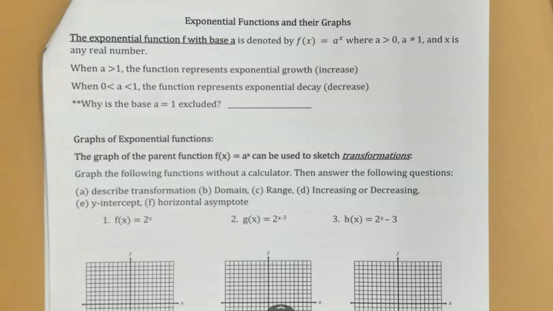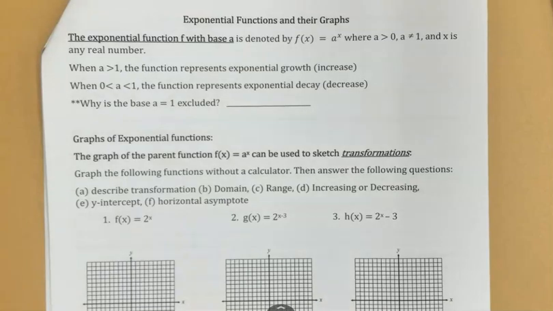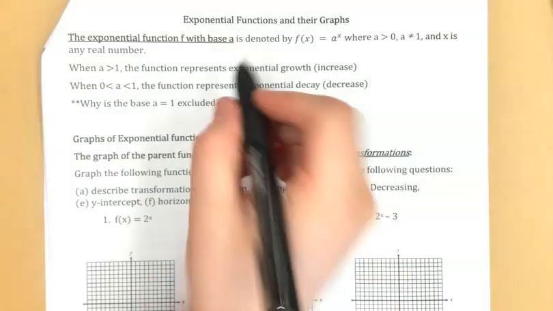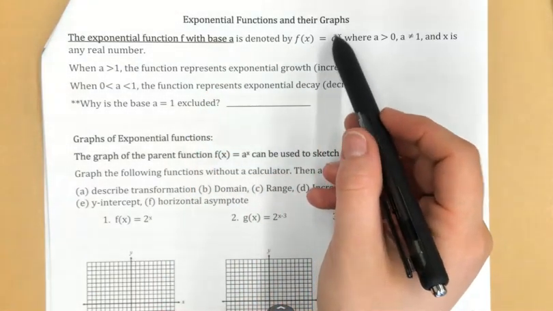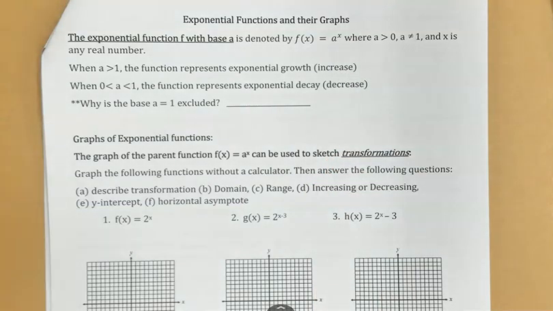All right, we are starting Unit 10 today with some exponential functions and their graphs. So first, what is an exponential function? Well, it's a function f with base a, where f of x equals a to the x power. So that a that's attached to your exponent is called the base. And a is always positive, and a cannot equal 0.